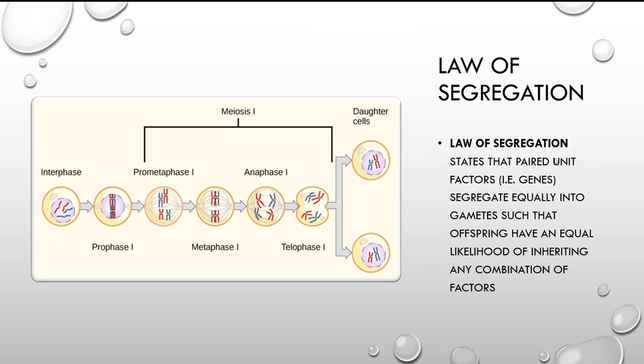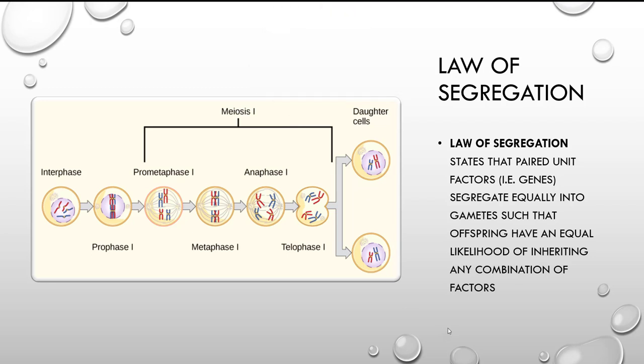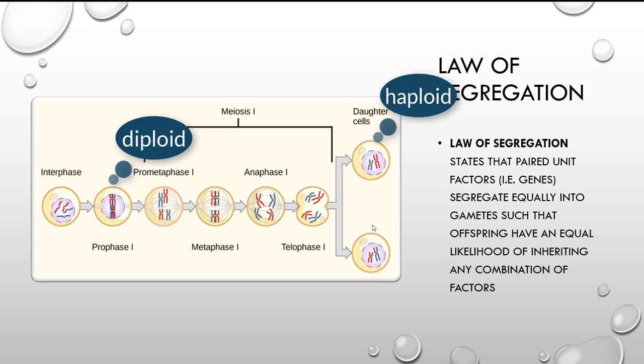So the law of segregation states that our genes are segregated equally, so that we don't inherit more of our genes from our mom and less from our dad, okay? We want to inherit equally. So that's what the law of segregation is, and that has to do with meiosis part 1, when we are separating those homologous chromosomes from each other. Remember, the whole goal of meiosis part 1 is to separate the homologous chromosomes. And then in meiosis part 2, we're separating the sister chromatids from each other. That way we go from diploid to haploid.